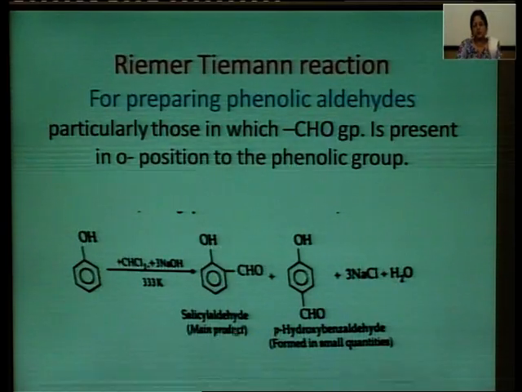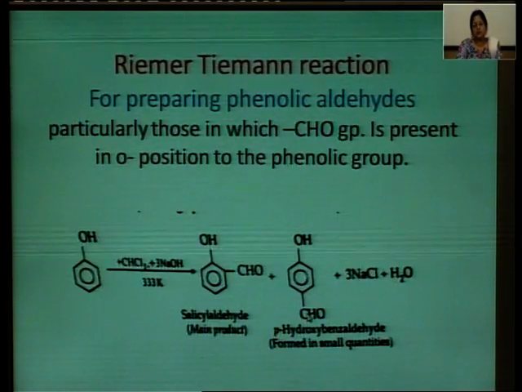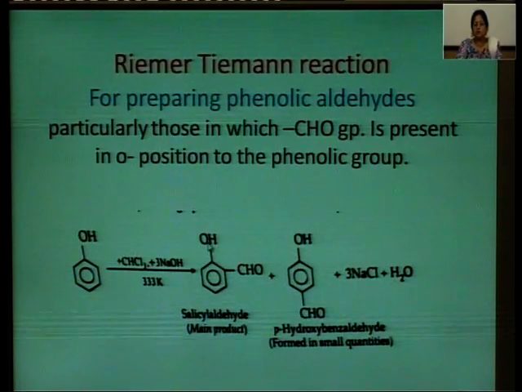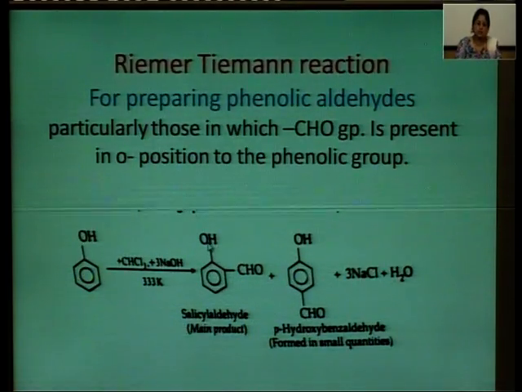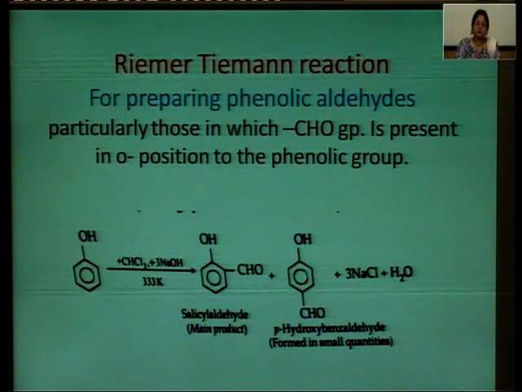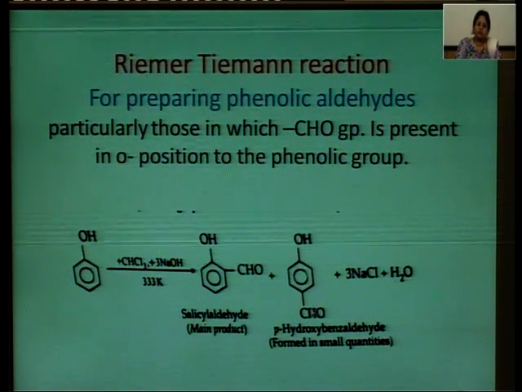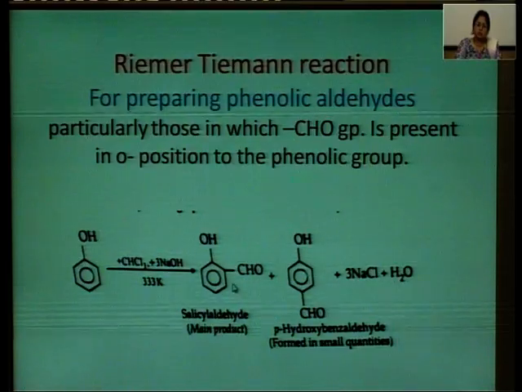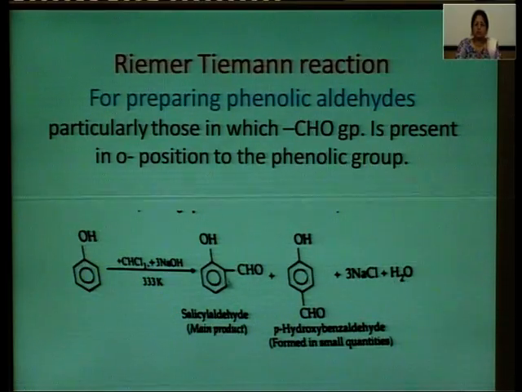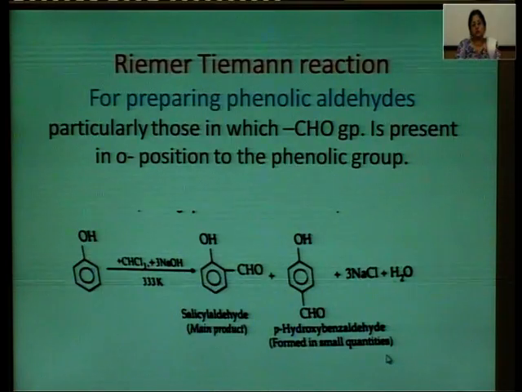is the main product, whereas the para-hydroxybenzaldehyde is also formed because the hydroxy group is ortho-para directing. So, the incoming aldehyde group comes to both positions, that is the ortho position and the para position. In this, the ortho product is the main product, whereas the para product is formed in small quantities.